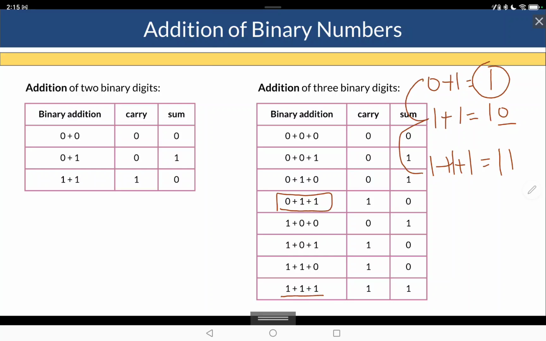So for example, if we need to add 101 plus 111, okay, 1 plus 1 is 10. So we write 0, we carry 1. 1 plus 0 plus 1 is 10. We write 0, we carry 1. 1 plus 1 plus 1 is 11. So we write 1, we carry 1. And then we write the number we carried. So that is how to do addition of binary numbers.